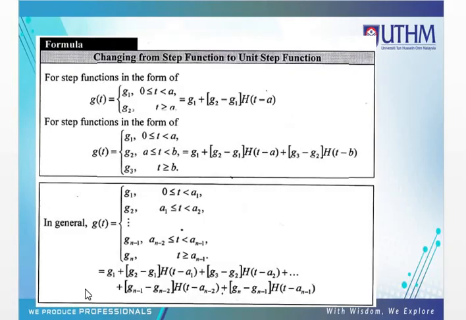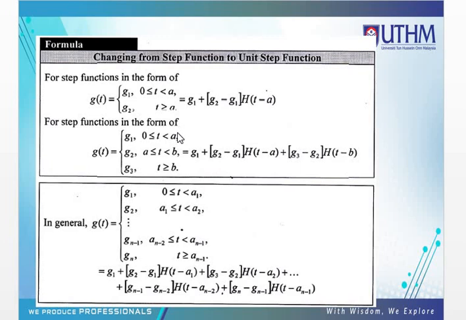If we want to find the Laplace transform of a step function, to make it easier, we can change the step function to unit step function. So this is the formula to change the step function to unit step function. For a step function in the form of g(t), you have g1 when t is between 0 and a, and g2 when t is more than a, and we have the equation g1 plus (g2 minus g1) unit step t minus a.